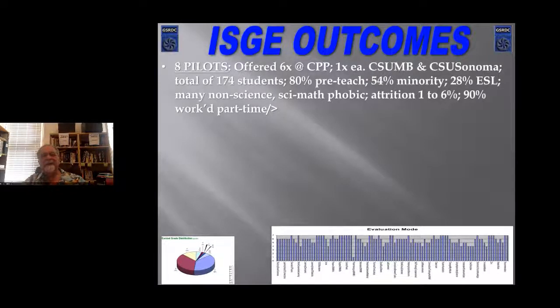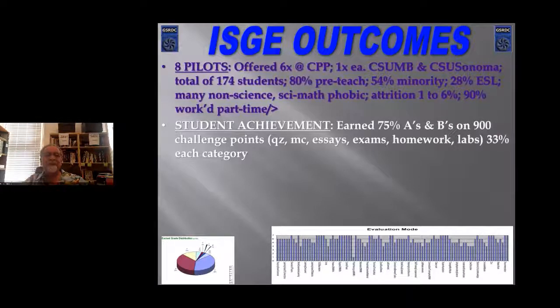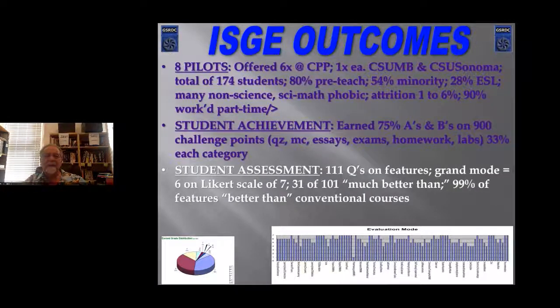There were many non-science, science, math phobes. Attrition was very low, 1 to 6%. 90% work time. Even though 90% were working part-time, attrition was only 1 to 6%. Student achievement was great. 75% earned A's on 900 challenge points of very great diversity. You can see from the parentheses there. 33% were in each category.